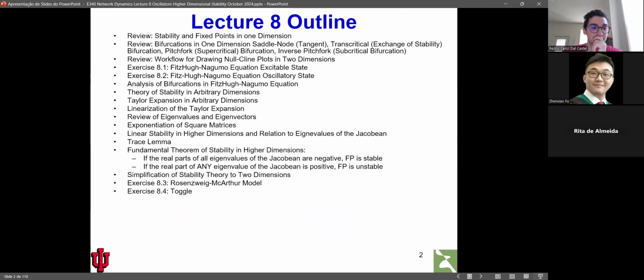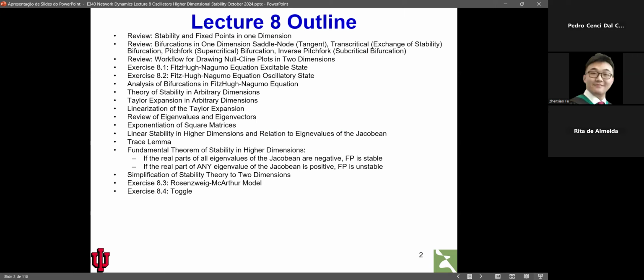So the first thing we are going to do is just review, to remember what we have done last class. Then we are going to review briefly bifurcations in one dimension: saddle point, transcritical bifurcation, pitchfork, and the inverse pitchfork. We review also the workflow for drawing the nullcline plots in 2 dimensions. Then we are going to work a little bit with FitzHugh-Nagumo equations for the excitable state and for the oscillatory state.